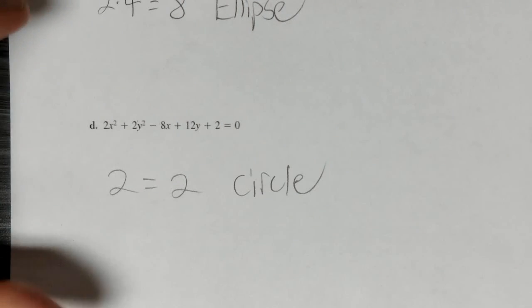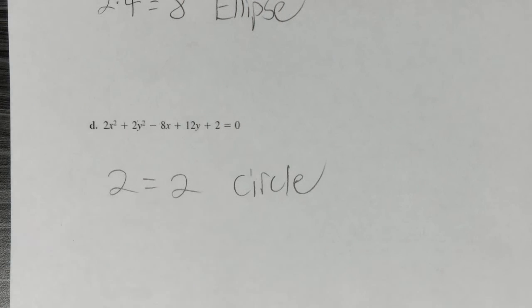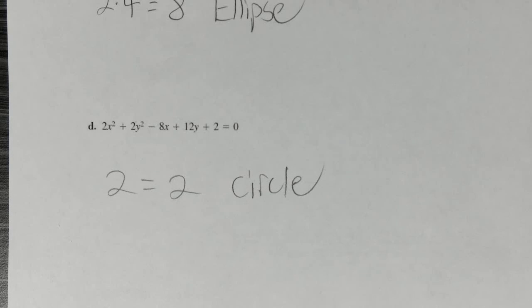So that's pretty much it for this section. Like I said, it's quick and easy to determine from the general form of the equation what kind of conic section we have, and then we will build on that from there.